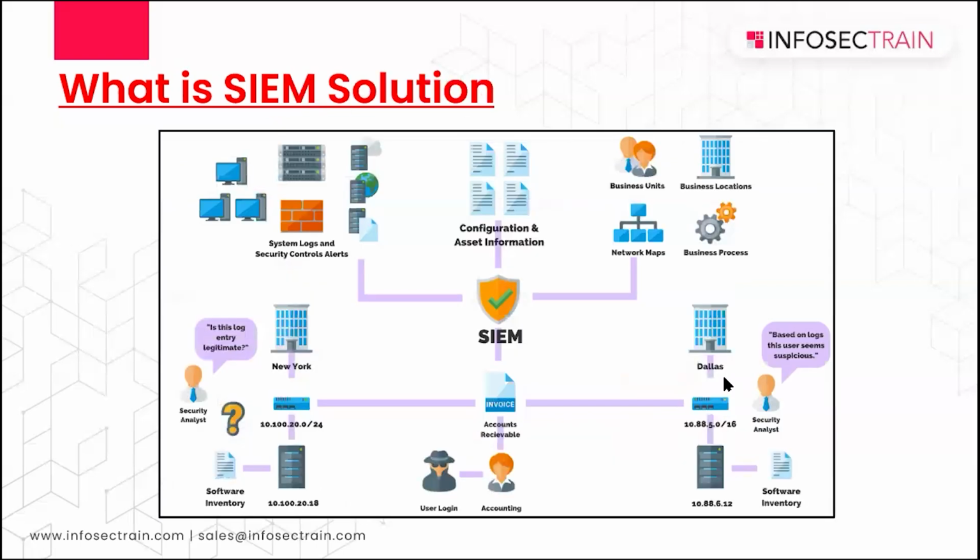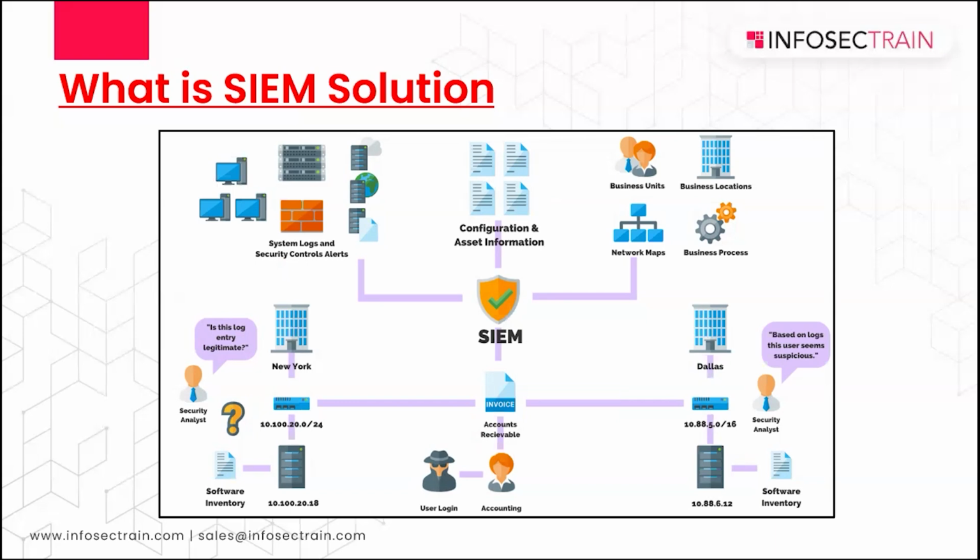Then we have something called a SIM solution. If you have one single system, it's great. You can easily go to the respective location where you can find the logs and access them. But a SIM solution is very important from the enterprise point of view. Suppose you have 100 systems and you want to fetch their respective logs, how would you do that? You have something called a SIM solution.